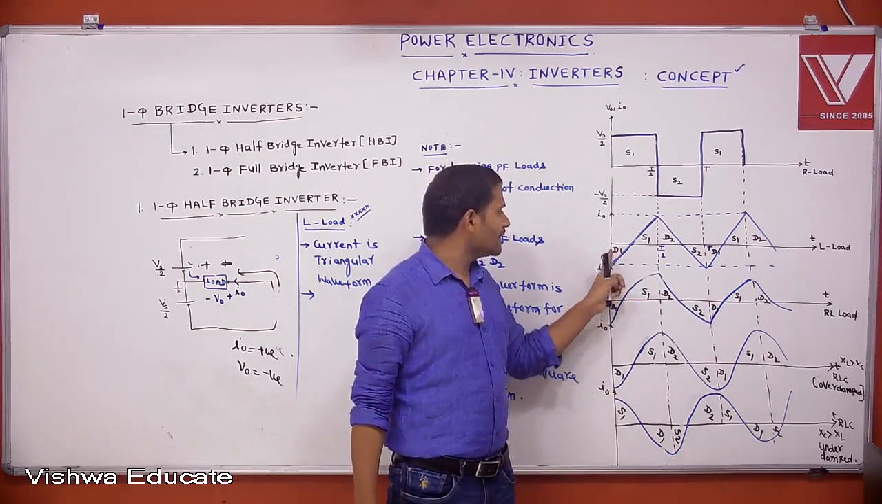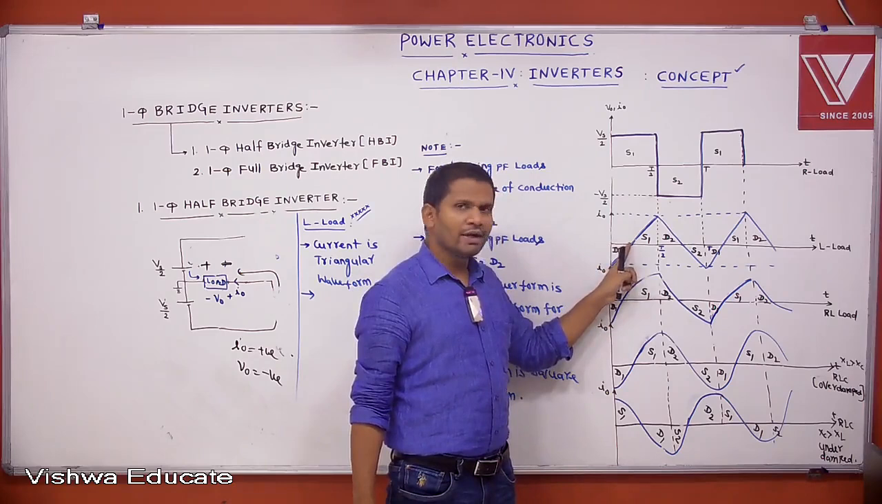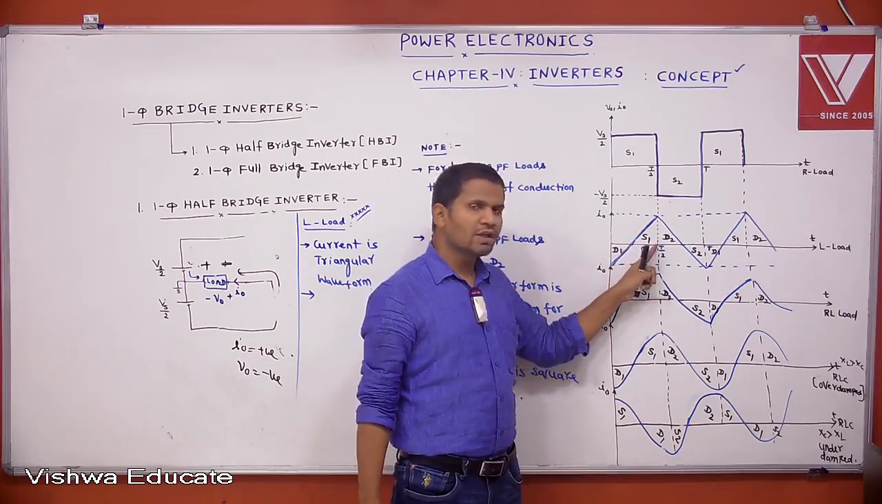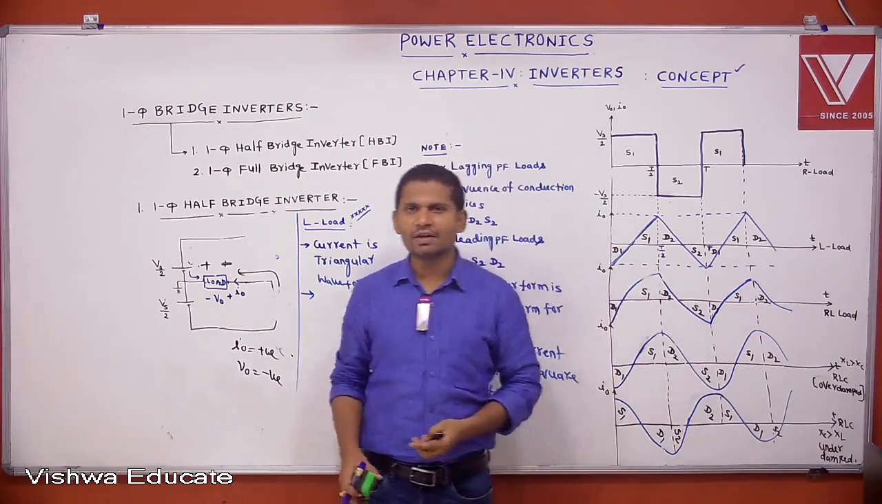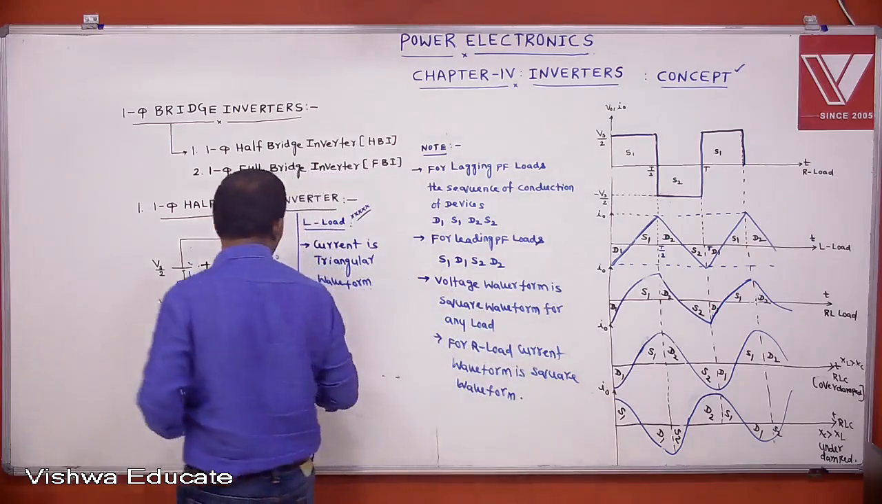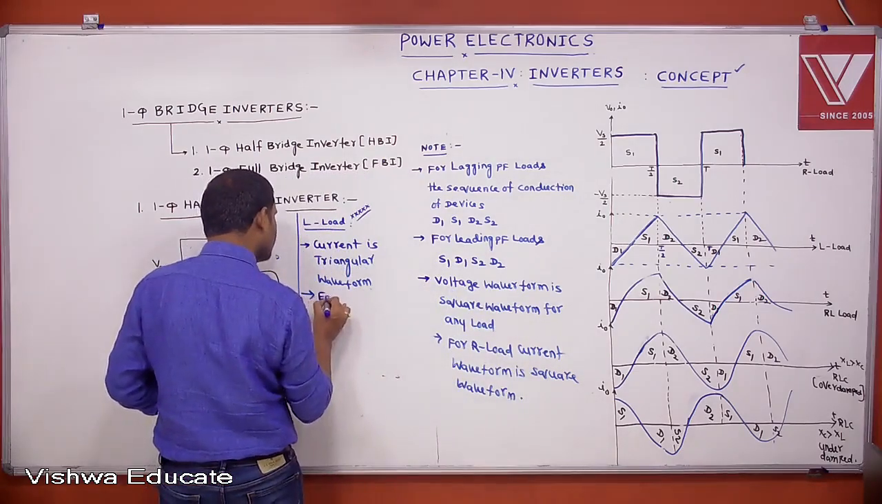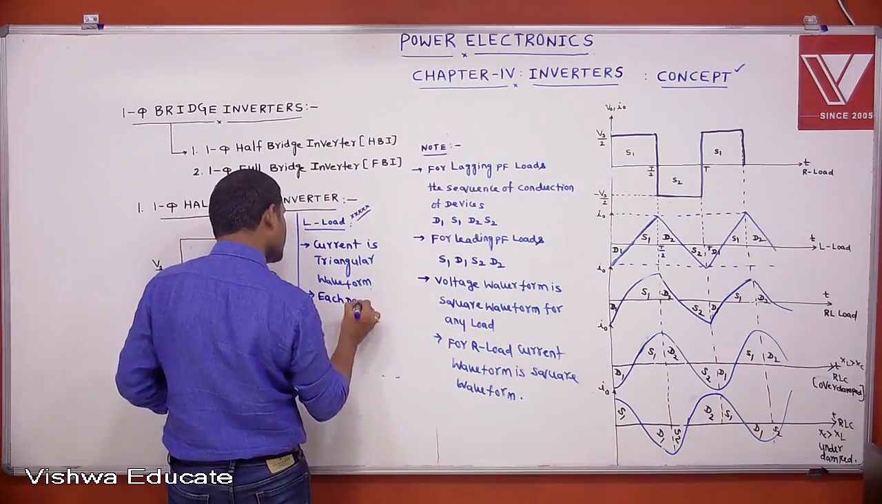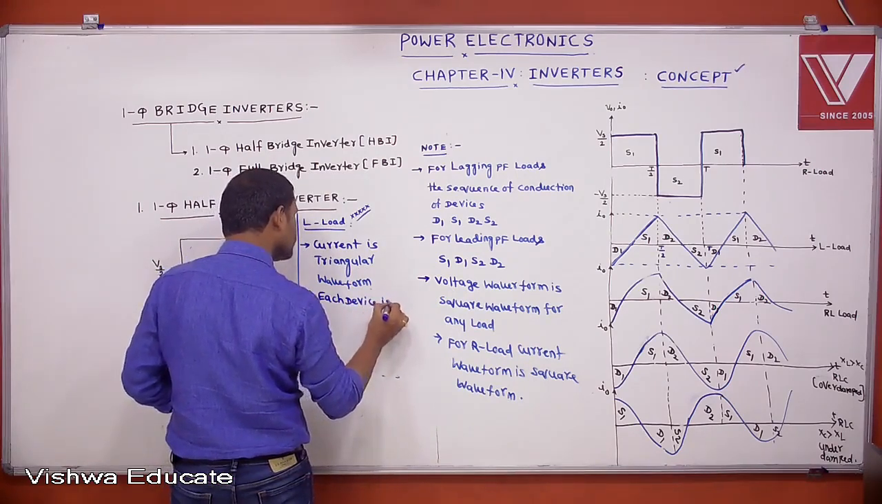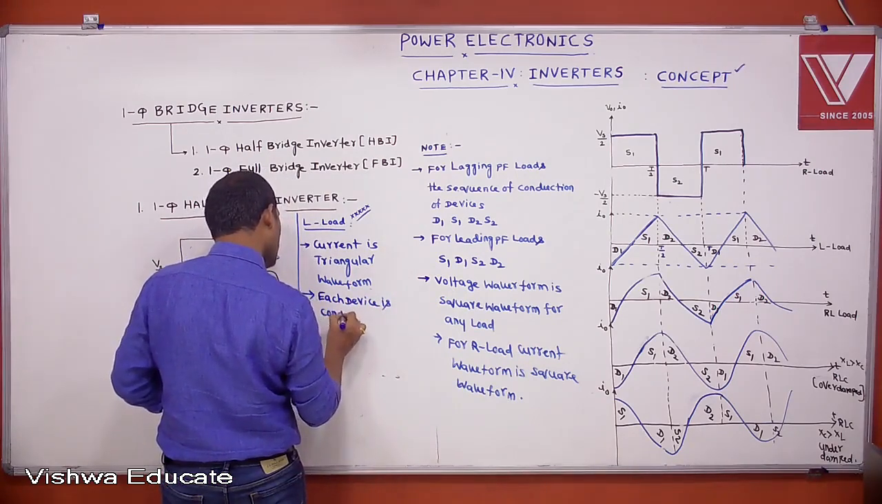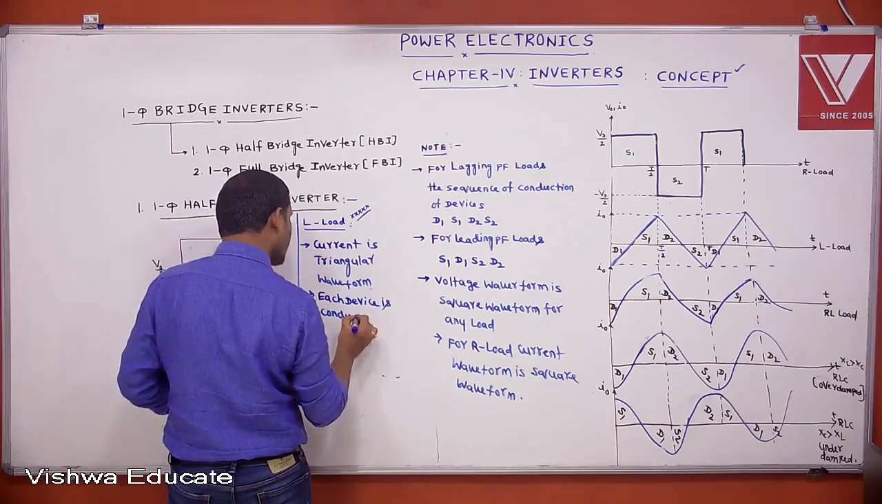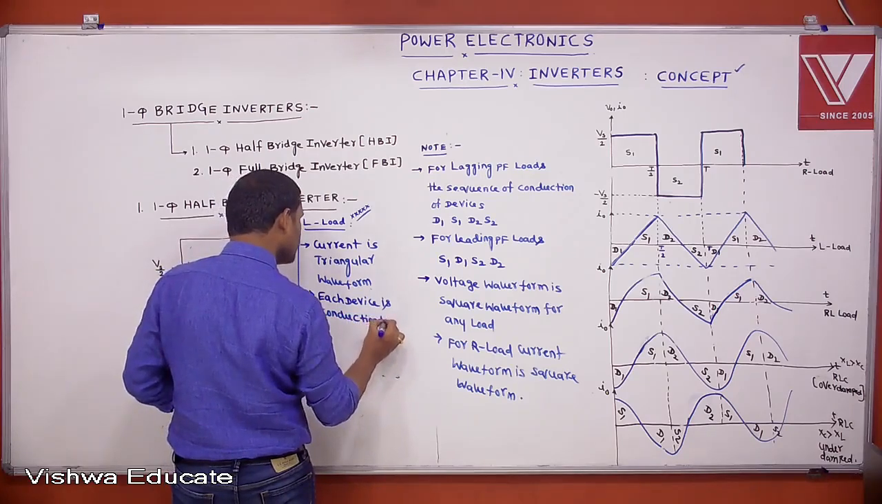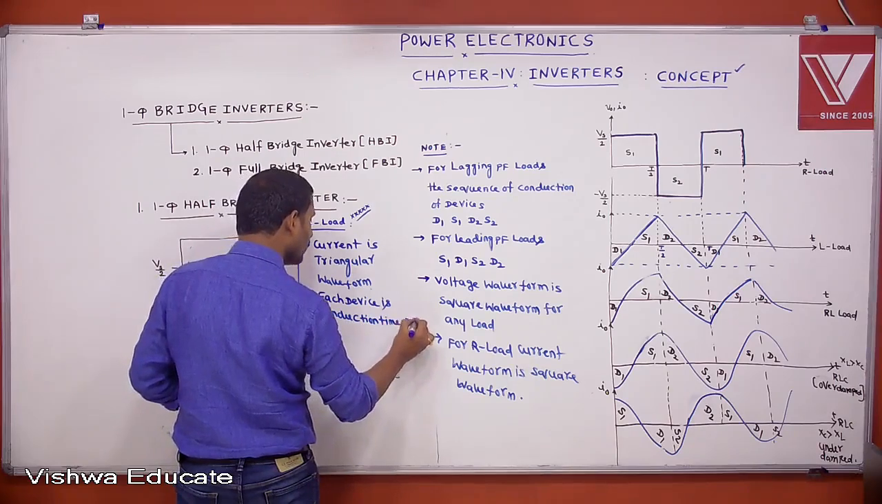D1 is conducting from this point to this point, which is T by 4. This point to this point is also T by 4. That is, each device, whether it is a switch or a diode, is conducting for T by 4. How much time is each device's conduction time? T by 4.